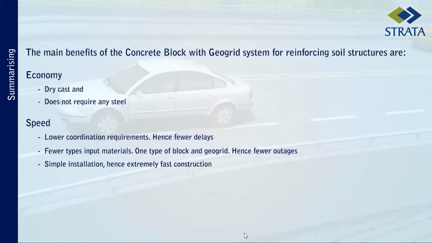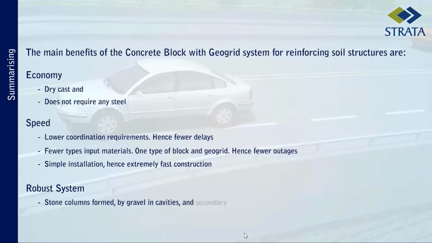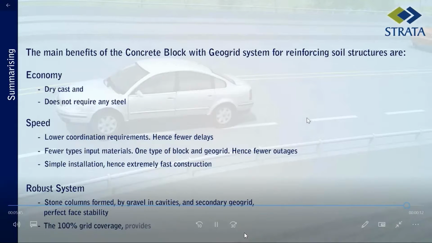Finally, it results in a robust system, as stone columns are formed by gravel in cavities and the presence of secondary geogrids. This provides a perfect phase stability. With 100% grid coverage, it provides a robust design.